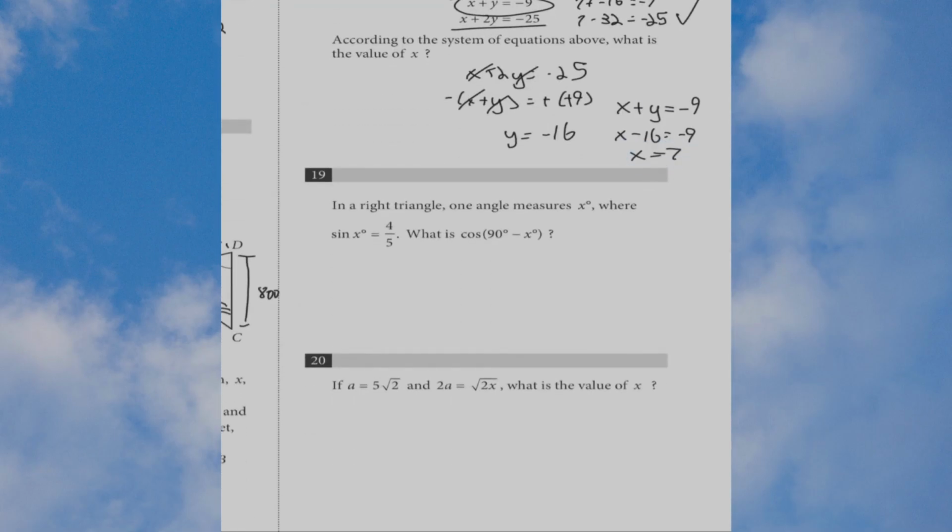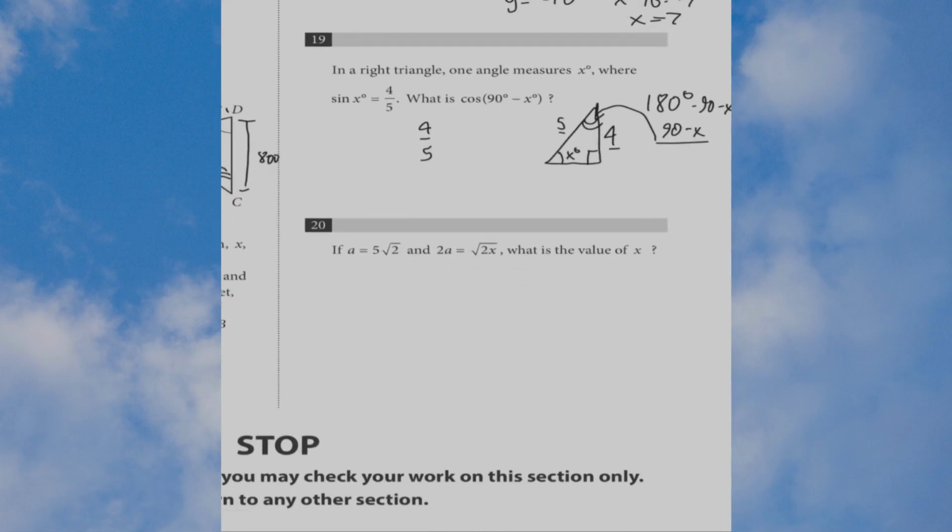It's asking us to find the cosine of 90 minus x, where sine x is equal to 4/5 in a right triangle. So before we start doing any math, let's analyze what we know about this triangle. We know for a given angle x that its opposite is 4 and its hypotenuse is 5. And we're trying to find cosine of 90 minus x. Well, triangles are 180 degrees. If we subtract 90 and we subtract x, we're left with 90 minus x, and this will be this unknown angle. So the cosine of this unknown angle is just its adjacent, 4/5. So the answer is 4/5.